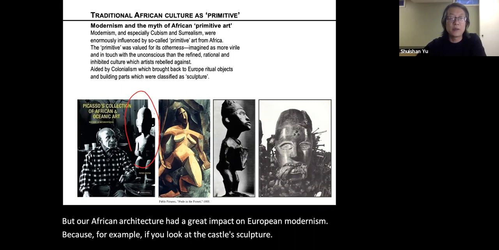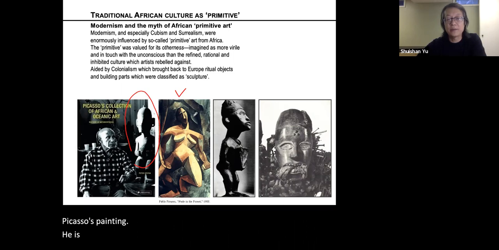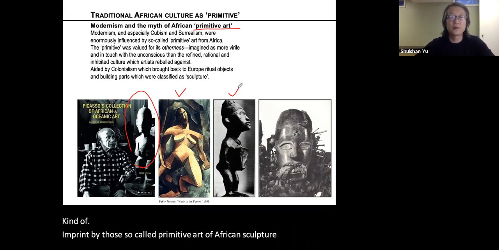well, this is Picasso's collection of African sculpture. If you look at Picasso's painting, his cubism bears a great imprint of those so-called primitive art of African sculpture and African art.